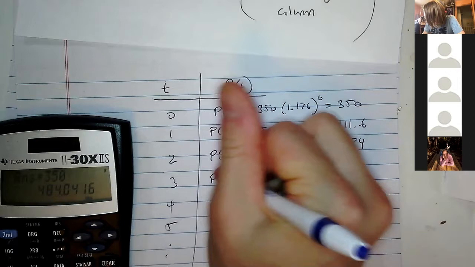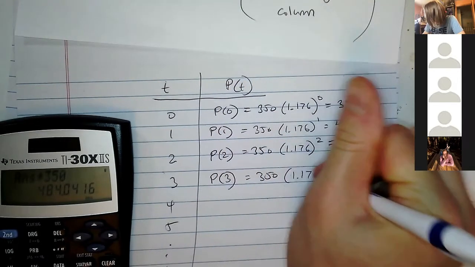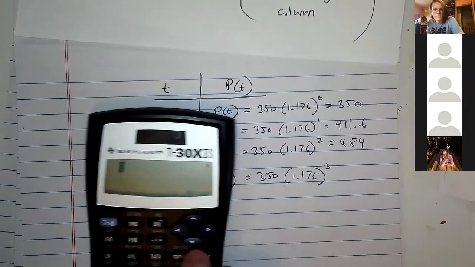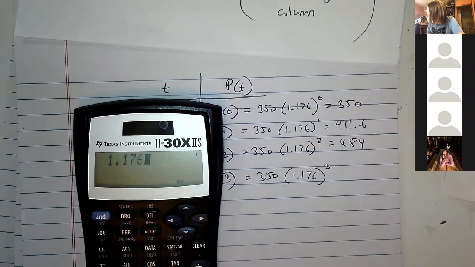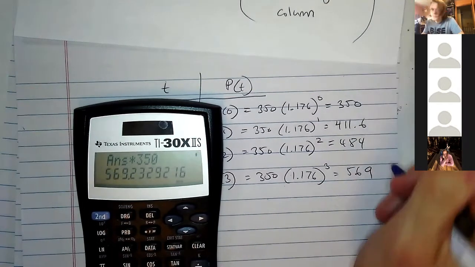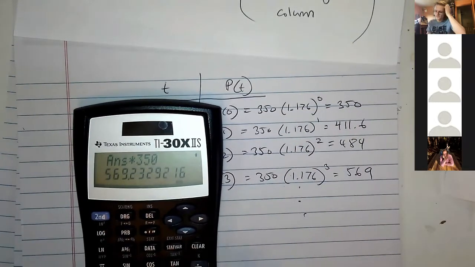So P of 3 equals 350 times 1.176 cubed. Again, I'll clear, and do 1.176 caret 3, and then times 350 to get 569. All right. And then again, you continue on and make the rest of your chart.